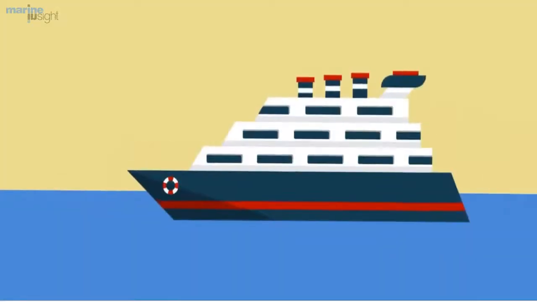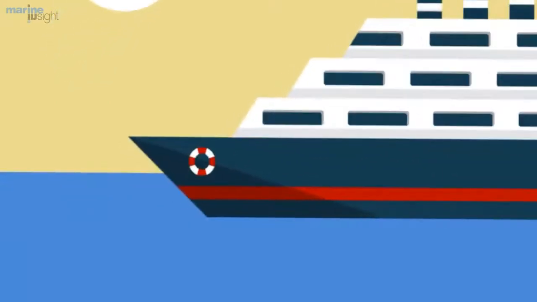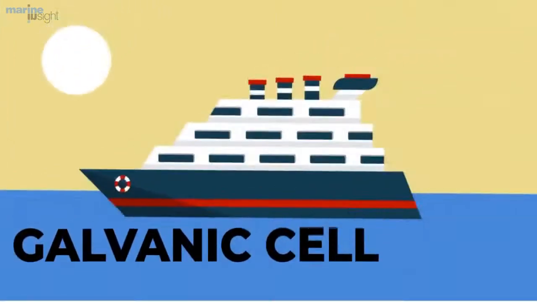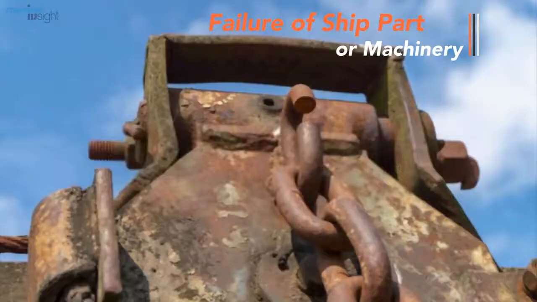The seawater containing salt forms a perfect electrolyte with the ship's hull, which is fully made up of iron or mild steel, in order to form a galvanic cell. Excessive corrosion can lead to total failure of a part of a ship or its machinery.